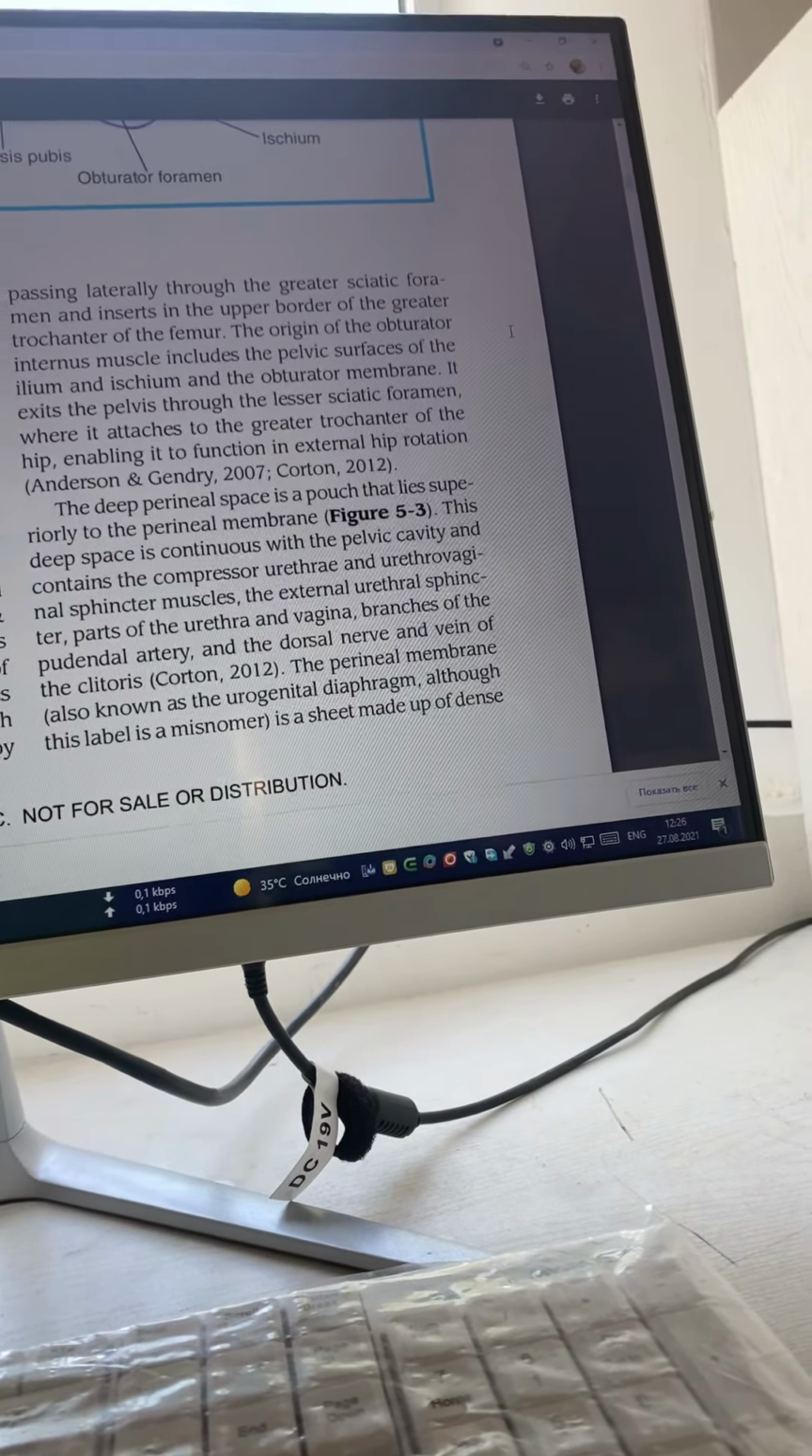Anthropoid, android, gynecoid, platypelloid.